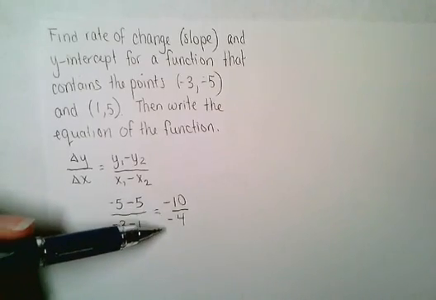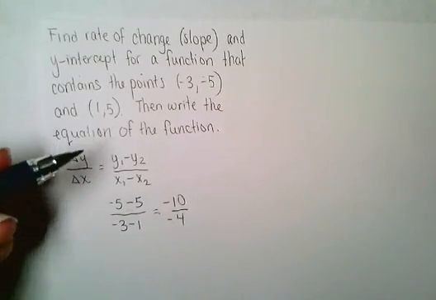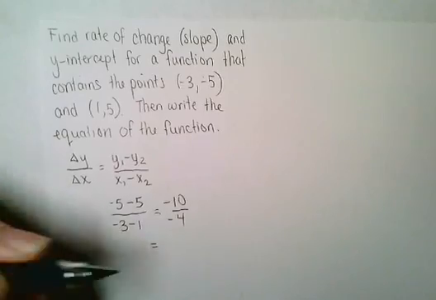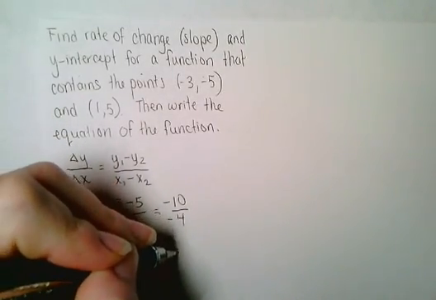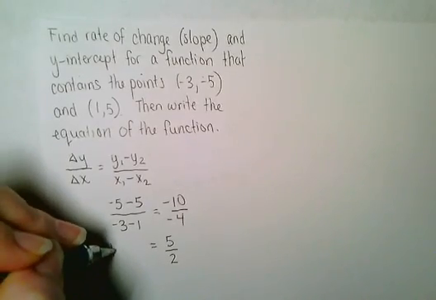And since I have a negative over a negative, it will become positive. And I can also reduce the fraction. Because they're both divisible by 2, I would get 5 over 2 is my slope, or my rate of change.